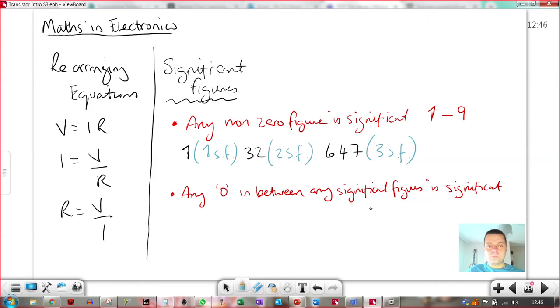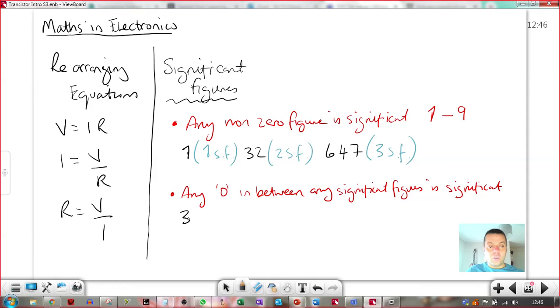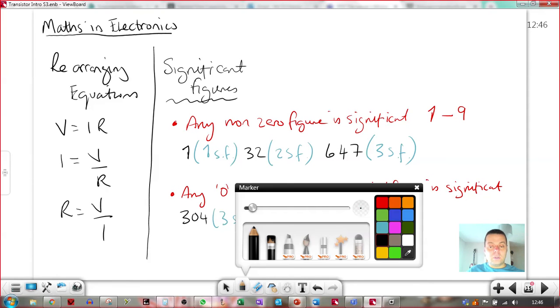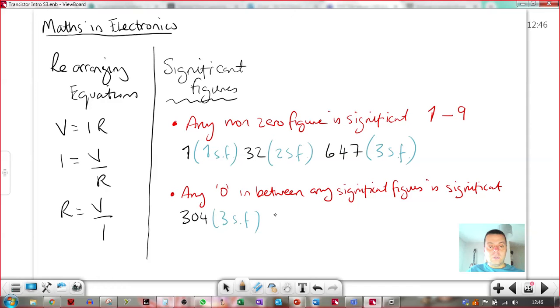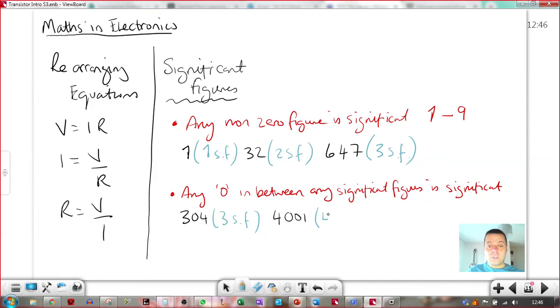Okay. Any 0 in between any significant figures is significant. So that means if we've got 304, that 0 is considered to be significant, so that's got 3 significant figures. If we've got 4001, that's got 4 significant figures. Okay.